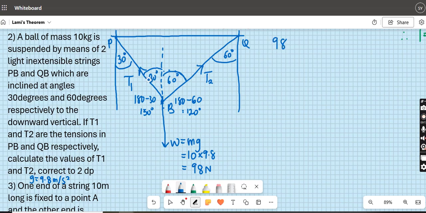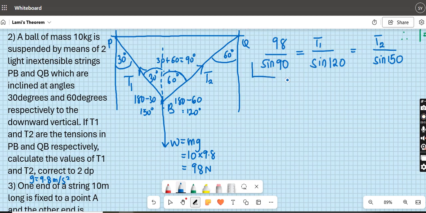98, which is W, over sine of the angle between the other two sides, 30 plus 60, that is 90. So 98 over sine 90 is equal to, let's take T1, we don't know T1, T1 over sine 120, the angle between T2 and W, the other two forces. And this should be equal to T2 over sine of the angle between T1 and W, that should be sine 150. Good. So let's take T1.